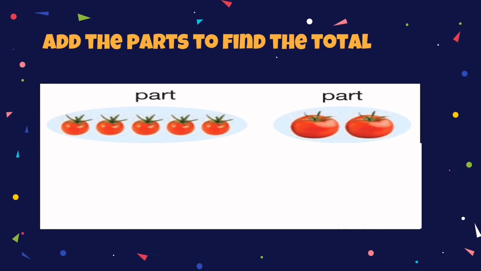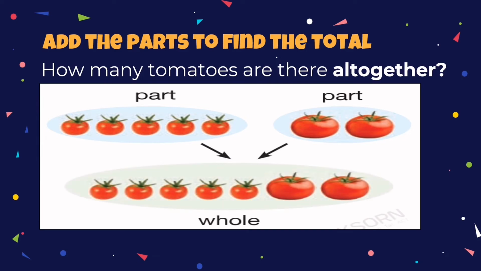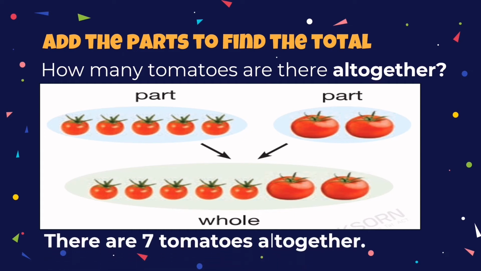Here is another example. How many tomatoes are there all together? Let's count first the first part, which is 1, 2, 3, 4, 5. So we have 5 tomatoes, and then the next one we have 1 and 2 tomatoes. If we put them all together, we will have 1, 2, 3, 4, 5, 6, and 7. So there are 7 tomatoes all together.